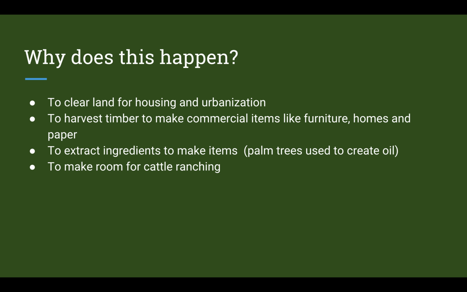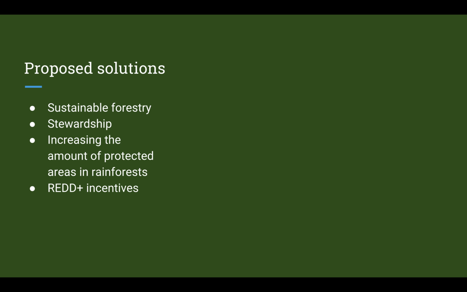And they're also used to extract ingredients to make items like palm oil. These ingredients come from the plants and sometimes even the animals as well, and they're also used for pharmaceutical medicines. These medicines can range from treatments for malaria and kidney stones to something as common as the common cold. The biggest cause is the conversion of cropland to pasture, which is used for cattle ranching.